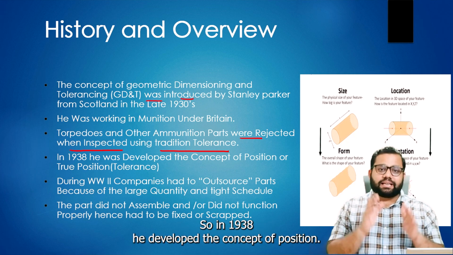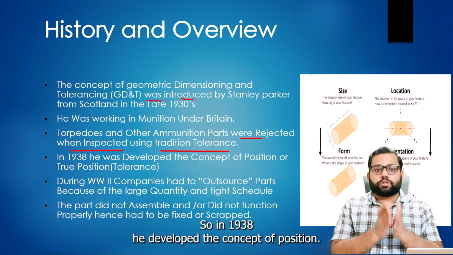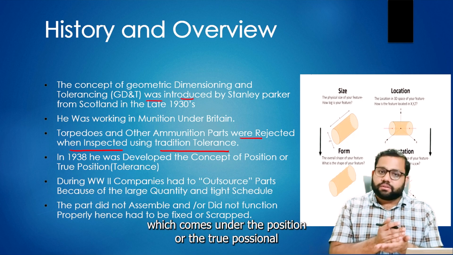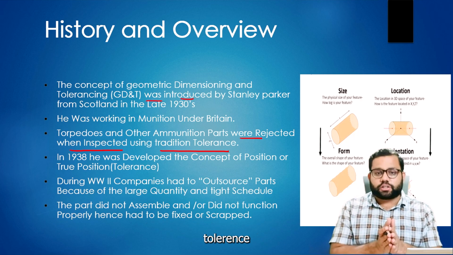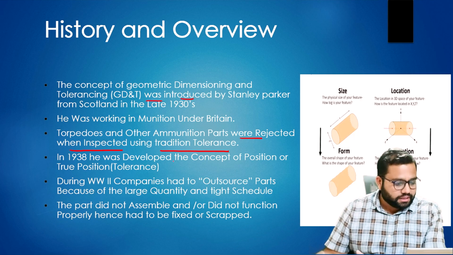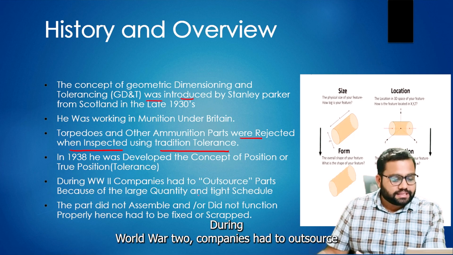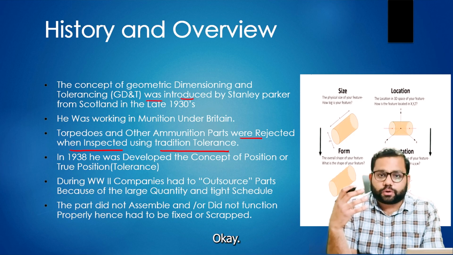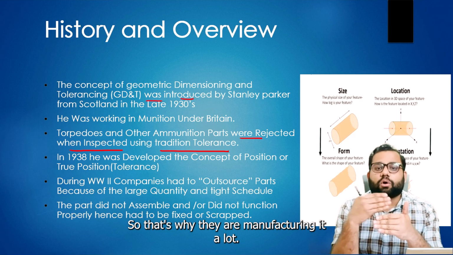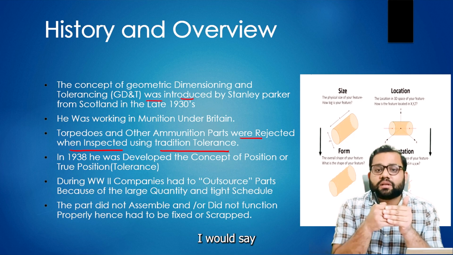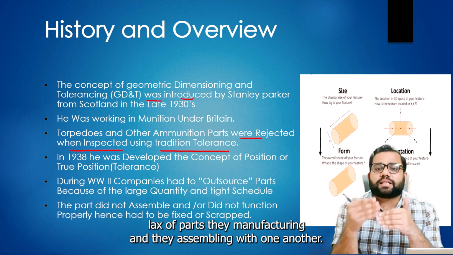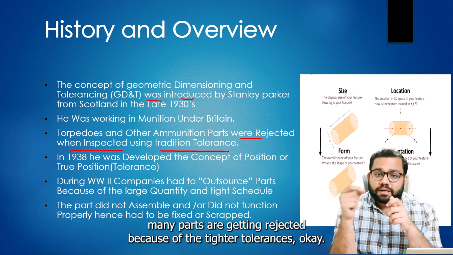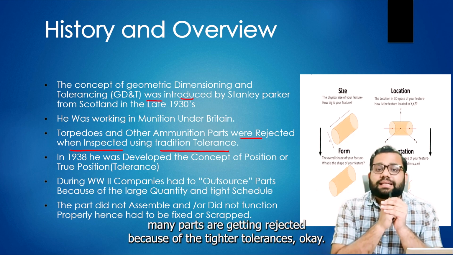So in 1938, he developed the concept of position. Okay, so he started with the location control, which comes under the position or the true positional tolerance. Okay, during World War II, companies had to outsource parts because of the large quantities and tight schedule. Okay, so that's why they were manufacturing in large volumes, I will say lakhs of parts, and assembling them with one another. Okay, so the problem is many parts were getting rejected because of the tighter tolerances.